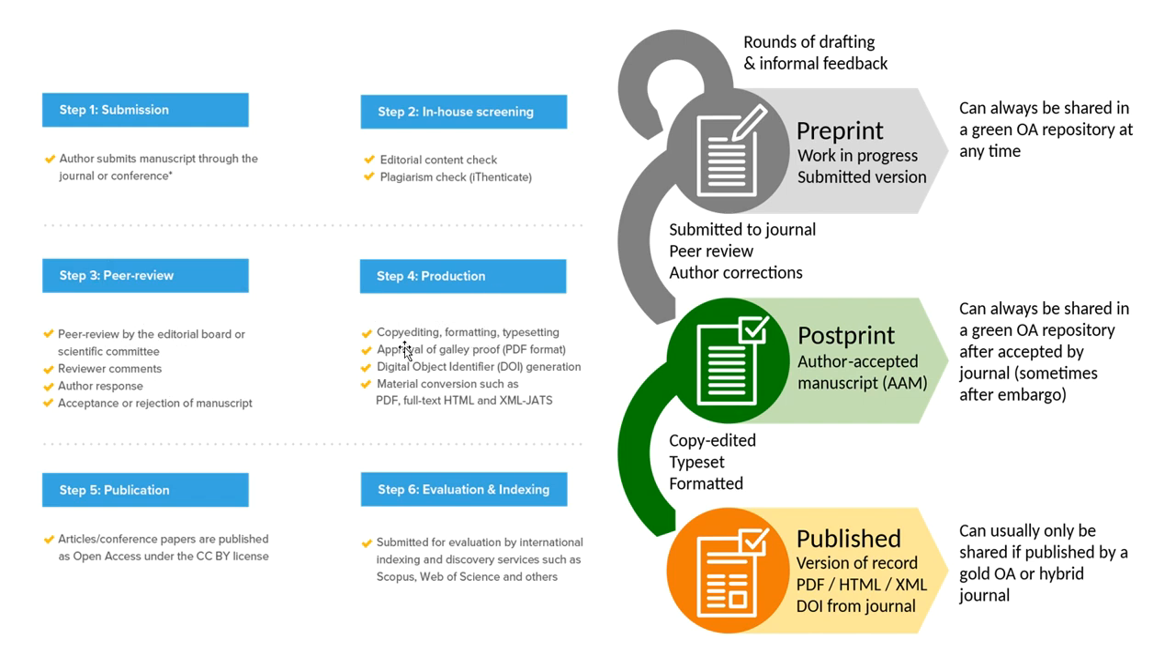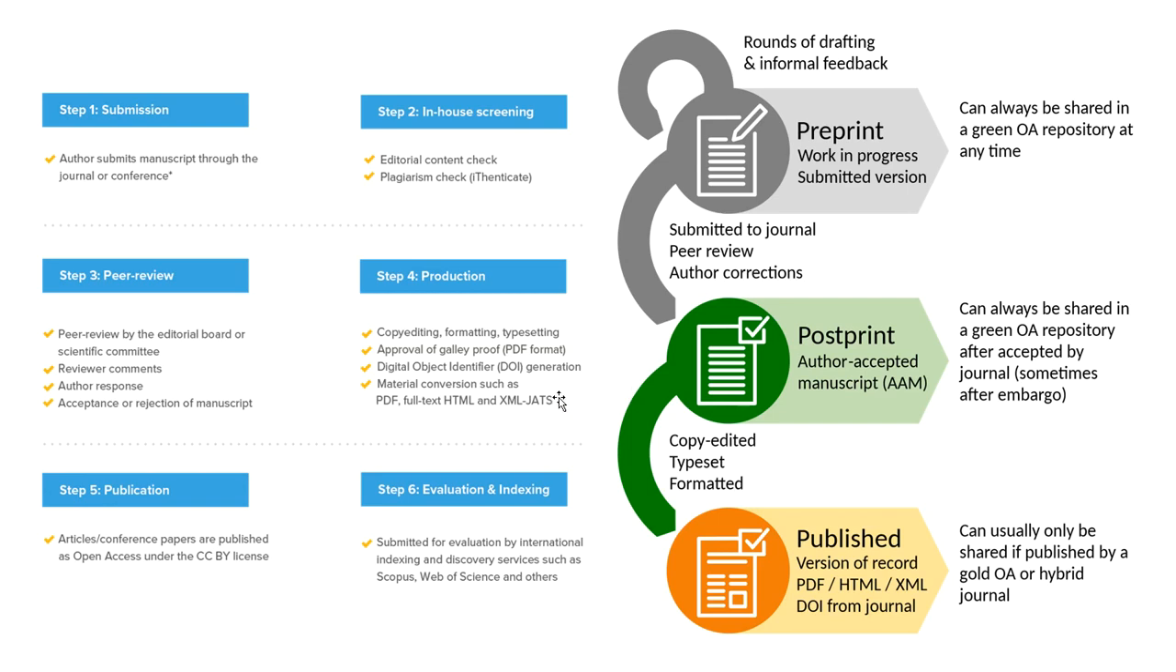Here in the production stage: copy editing, formatting, typesetting, approval of the galley proof, PDF format, and digital object identifier. DOI and EOI are different, though the functionality and working mechanism are similar. In production, the production manager gives the numbers: DOI means digital object identifier, and EOI means electronic object identifier.